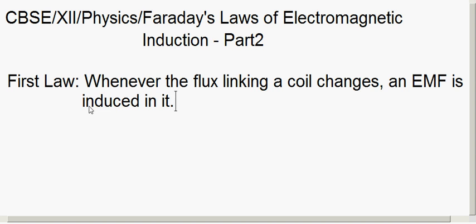An EMF is induced in it, and the induced EMF is directly proportional to the rate of change of flux linkage. This we have seen that when the magnet is moved towards the coil with a greater speed, or if the speed is increased, the deflection increases. That means that the induced EMF depends upon the rate of change of flux linking the coil.